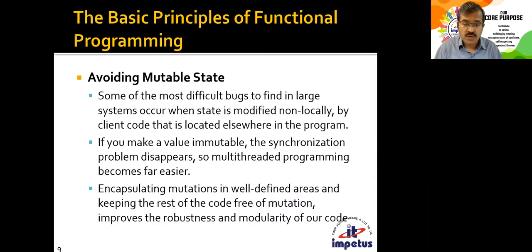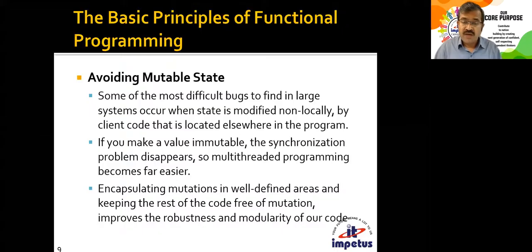locally by client code that is located elsewhere in the program. That means you call some function and that function carries out some change in the state of that particular object, and then you are wondering who carried out that change. Because in Java and every language, when you pass a reference, you have permission to alter the object which has been passed. So anywhere that reference is available, they can bring about a change. And in a multi-threaded application, it becomes all the more difficult for us to keep track of which thread carried out that particular change.